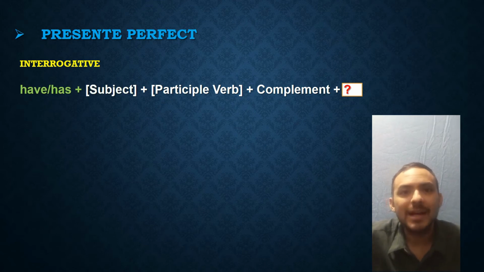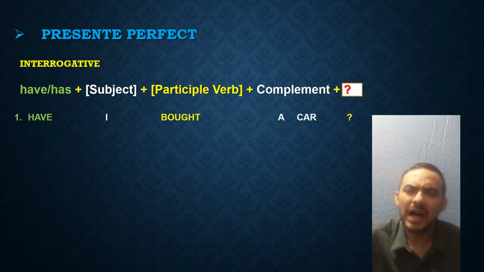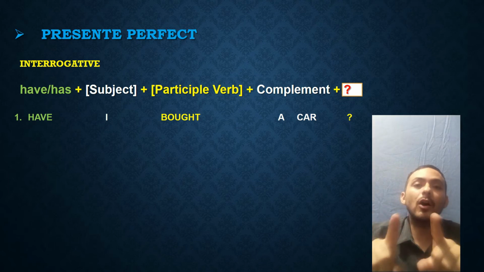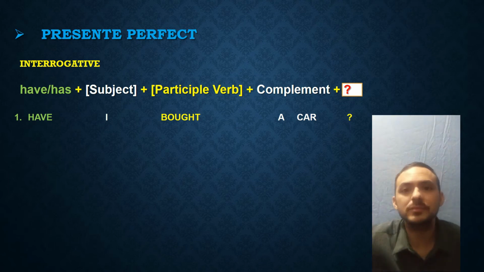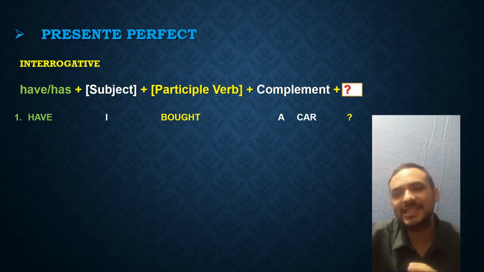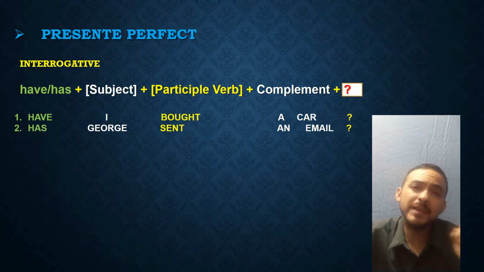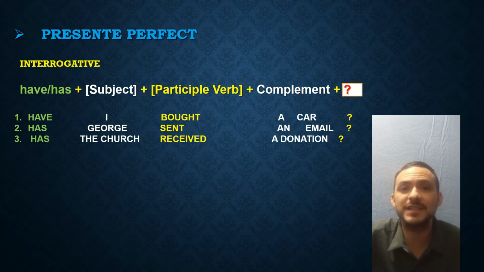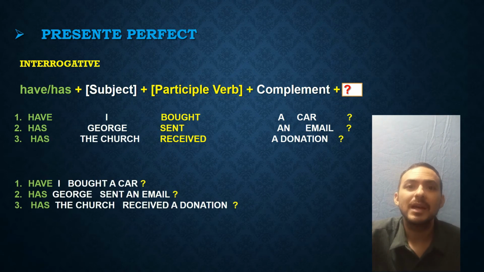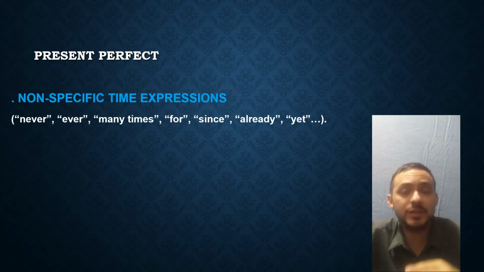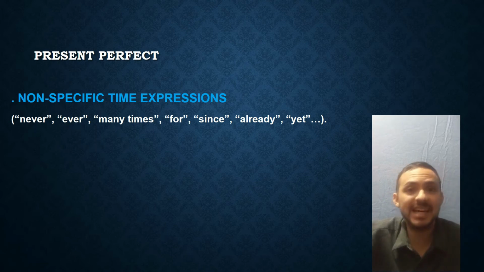Look at this example. Have I bought a car? Have, auxiliary. I, the subject. They are changed with each other. Has George sent an email? Has the church received a donation? Remember that in the present perfect we use non-specific time expressions such as always, for example, and never, and already, etc. And adverbs too, like yet and still.